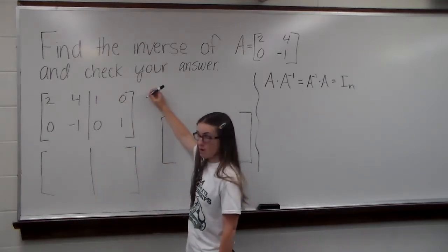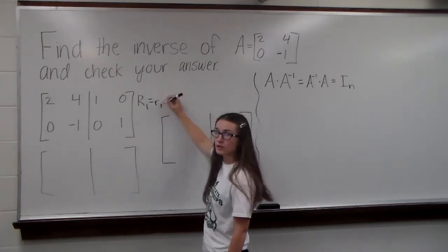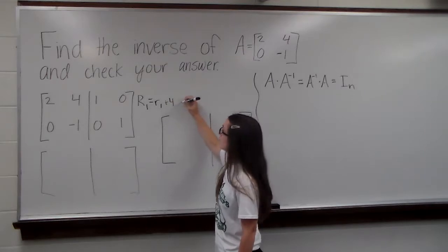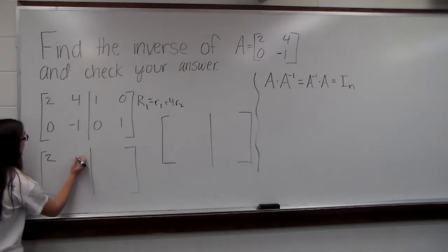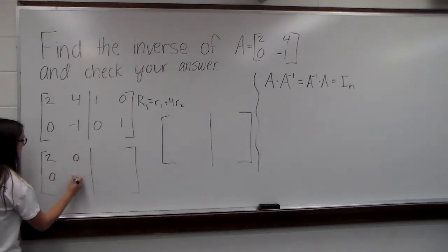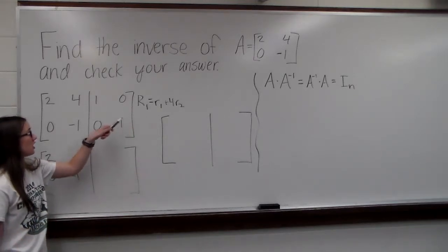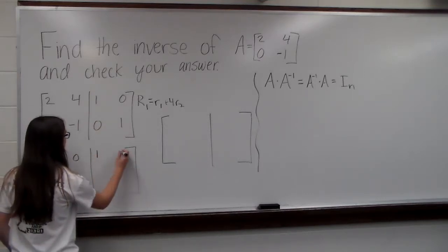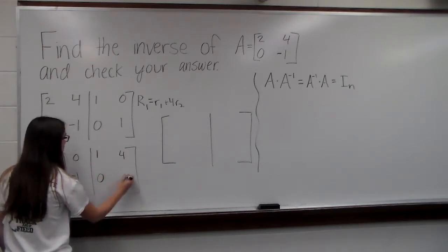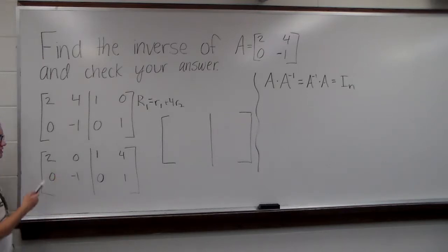So to do that, we need to do some row operations. So we have row 1 is equal to row 1 plus 4 row 2. And then when we do that, it gives us 2, 0, 0, negative 1. But we can't forget that we also need to apply this row operation to this matrix as well. So when we do that, we get 1, 4, 0, 1. But we can see that we're still not done yet, as this side of the matrix is not the identity matrix right now, the way that it is.